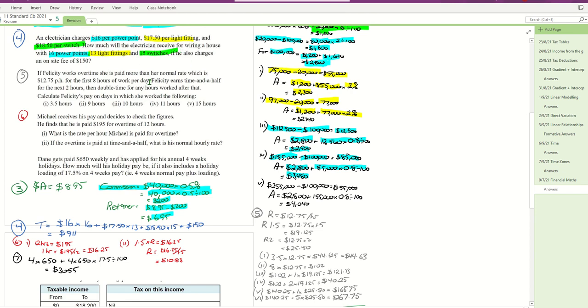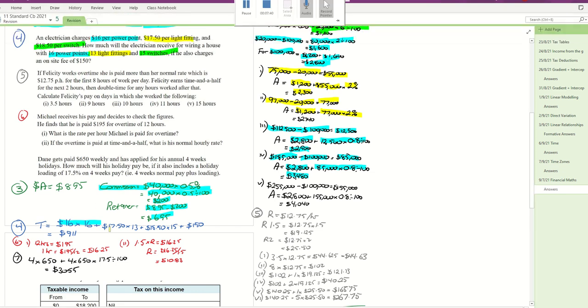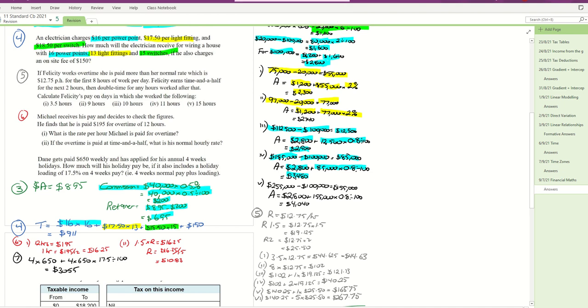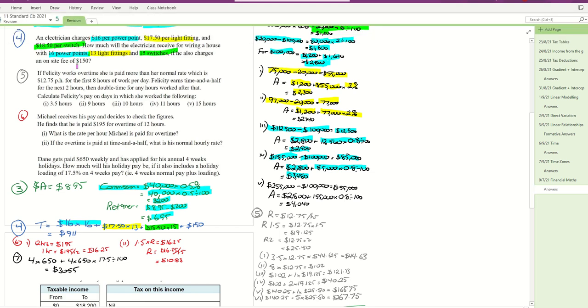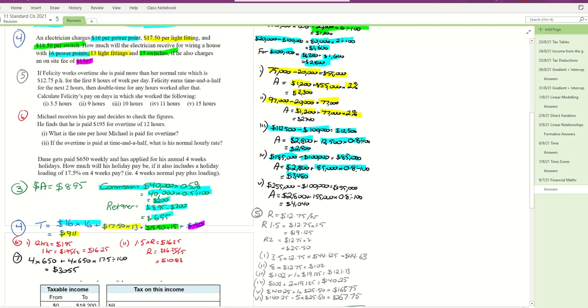So what we're going to do is multiply those together and then add the $150. If you look down here for how much is being paid, we've got $16 by 16 PowerPoints, and then we've added in $17.50 by his 13 light fittings, and then $18.50 times 15 for his switches, and then finally we've added on his flat site fee of $150. We put all that in, and it comes out to be $911.